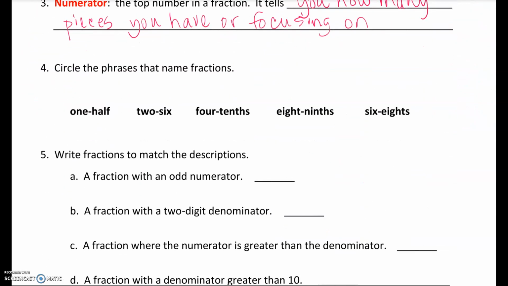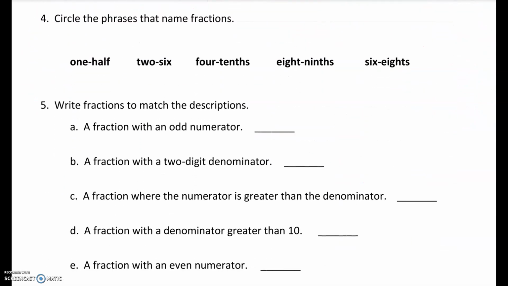Okay, so we come down to number 4. Circle the phrases that name fractions. 1/2. Yes, that names a fraction, and it would look like this. 1 out of 2 pieces. 2/6. Those are just 2 numbers. So no, that would not be a phrase that would name a fraction.